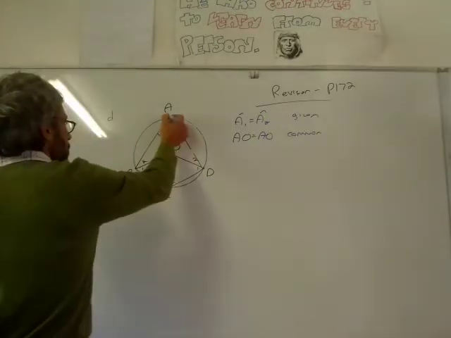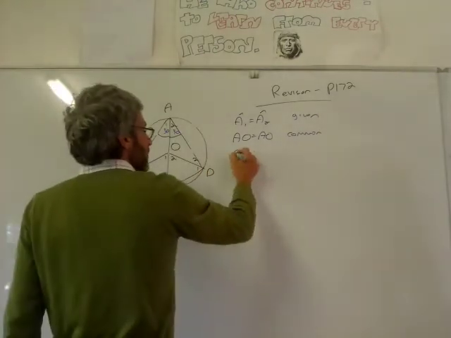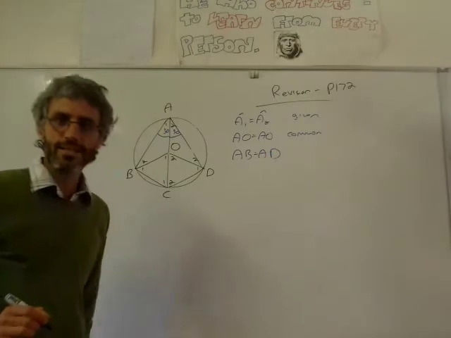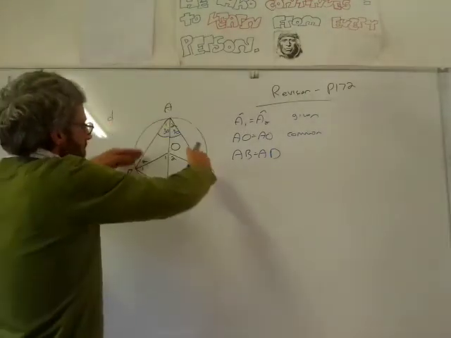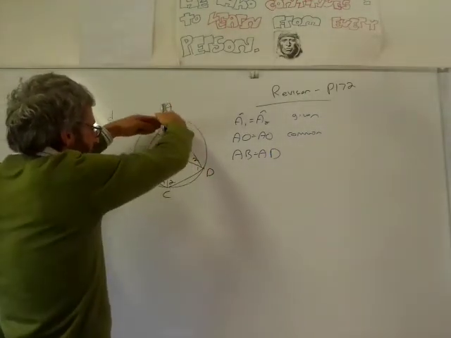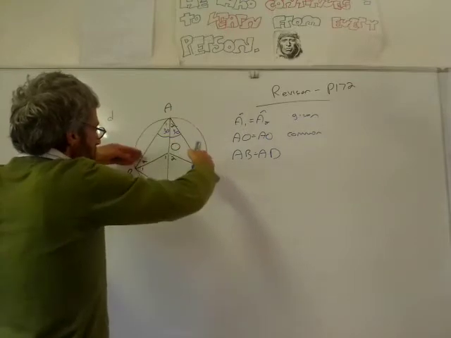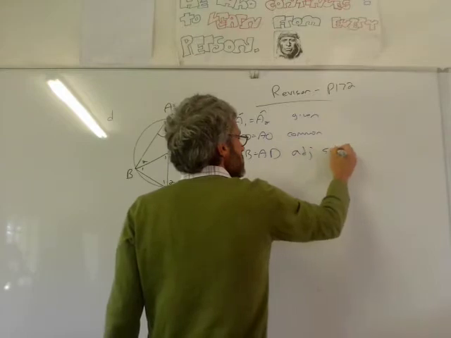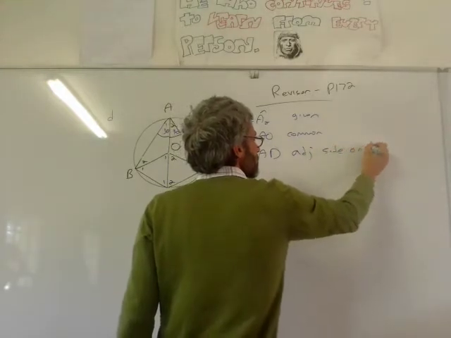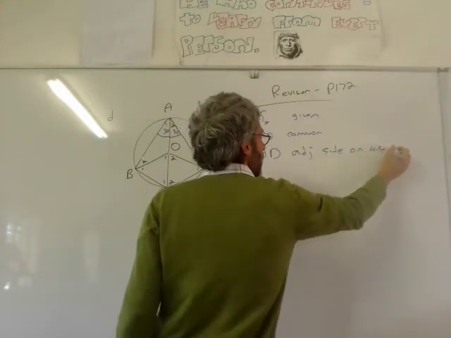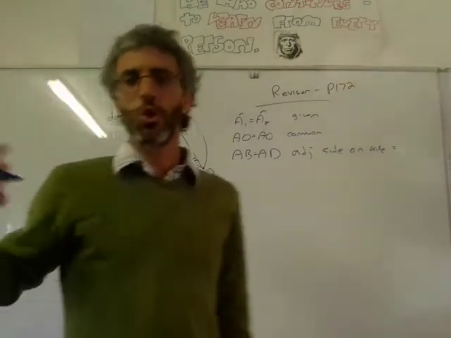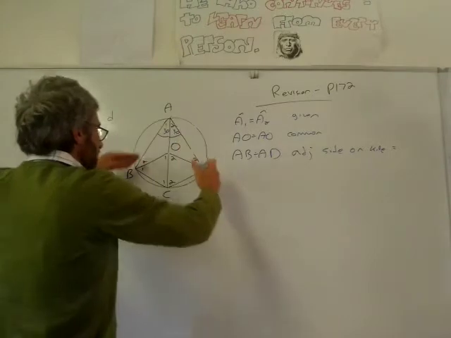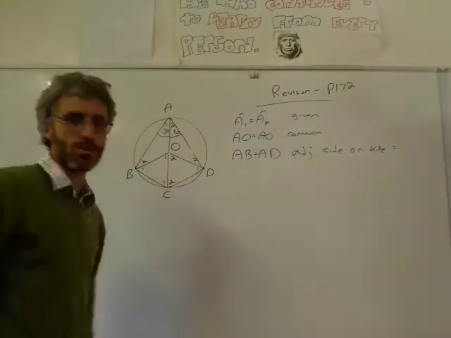Now let's have a look at AB and AD. I know that AB equals AD. Why is that? Because these are adjacent sides of a kite, and in a kite the adjacent sides are equal. That is equal to that, and that is equal to that. So these are adjacent sides of the kite, which are equal. See, this is why geometry is so difficult. There are so many things to remember. You need to remember that in a kite the adjacent sides are equal.